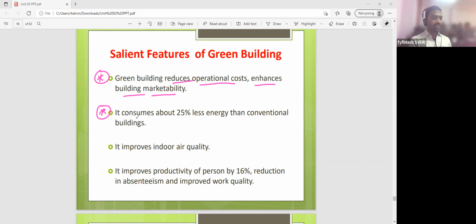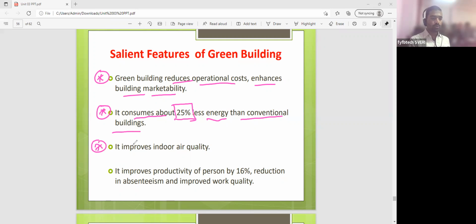Then second one is it consumes about 25% less energy than the conventional buildings. So whatever your green building is, that should consume 25% less. This point is important. 25% less energy than the conventional building. See, you are utilizing electricity. It may be coming from the electrical board. So if you use solar energy, solar panel, then you are reducing the energy, and then your building will become a green building. You have to save the energy.